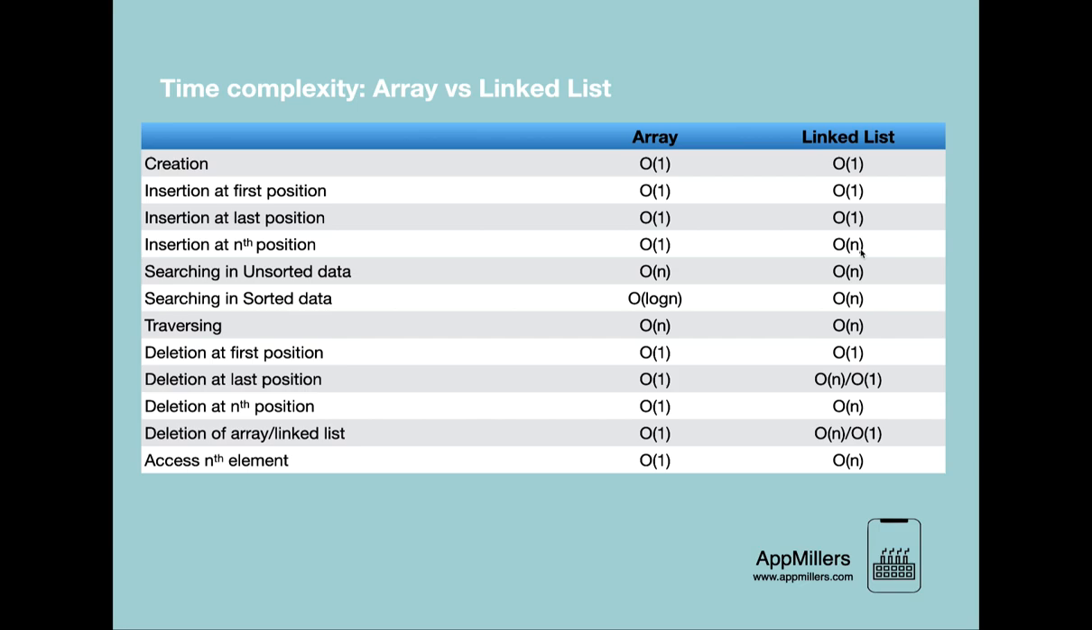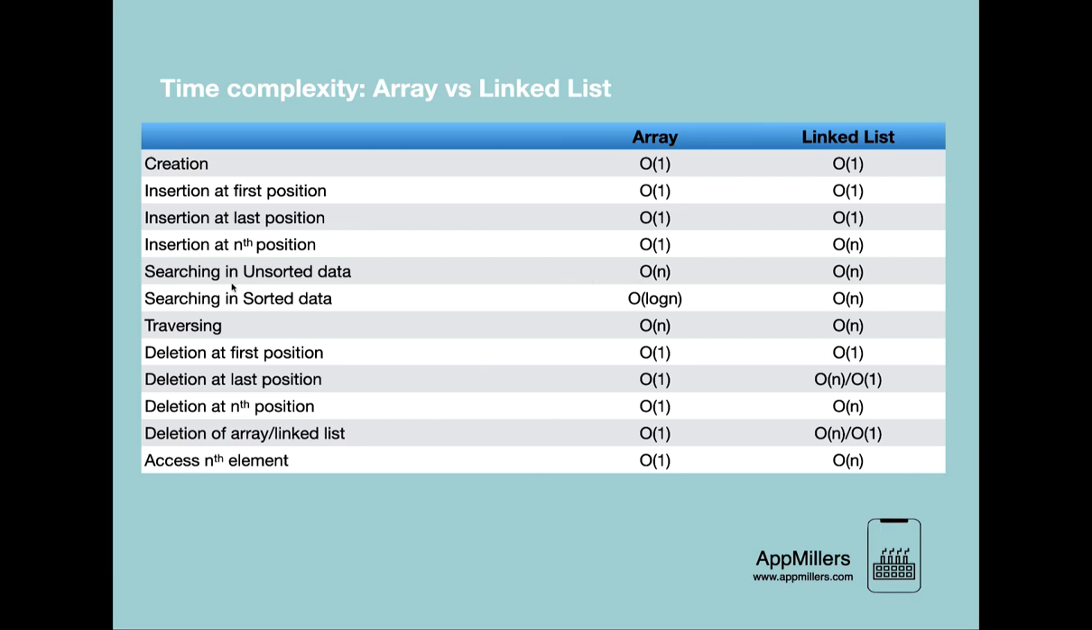On the other hand, in case of linked list, it's O(n) time complexity, because if we want to insert an element at end position in linked list, we have to traverse through linked list until this position over here. So we know that traversing through linked list takes O(n) time complexity. That's why inserting an element at end position takes O(n) time complexity.